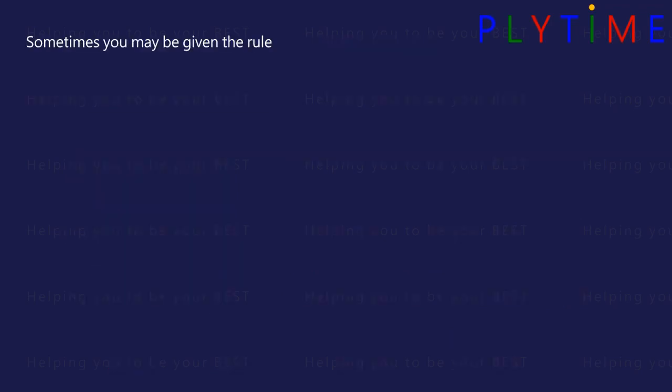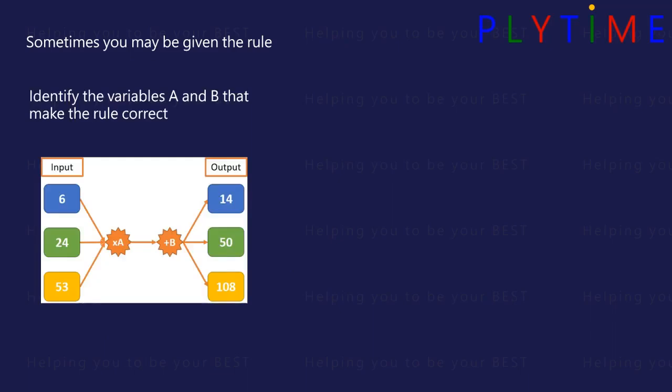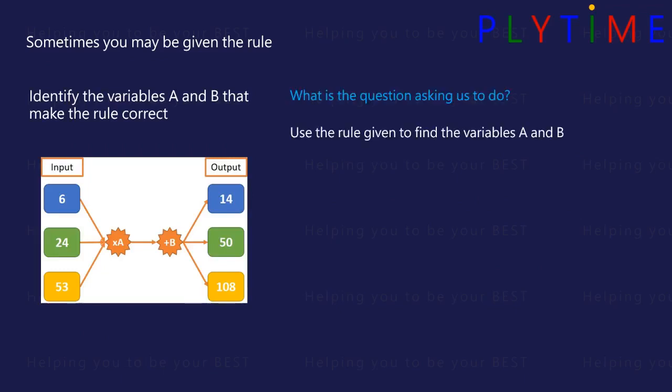Sometimes we may be given the rule. Identify the variables A and B that make the rule correct. What's the question asking us to do? Use the rule given to find the variables A and B. Let's write out at least 2 rows.